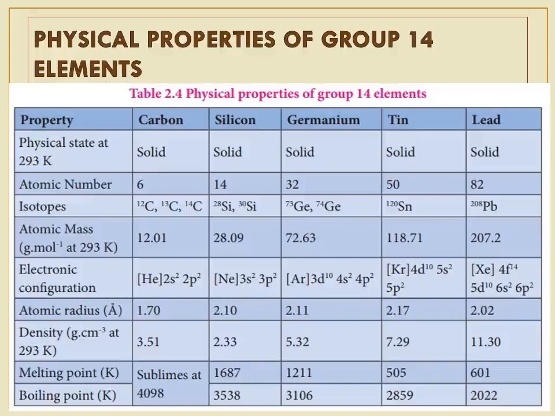And their electronic configuration, that is s orbital, p orbital, d orbital. The electronic configuration of carbon is 2s2 2p2, and for silicon 3s2 3p2, and the core is like helium, neon, argon, krypton, xenon, that are inert gases. So what is the atomic radius? It is also given, and the density is given, and their melting point, at which point the solid is converted to liquid, and the boiling point, the liquid is converted to gas. The points are given. These are the physical properties of group 14 elements, okay children. Did you understand?